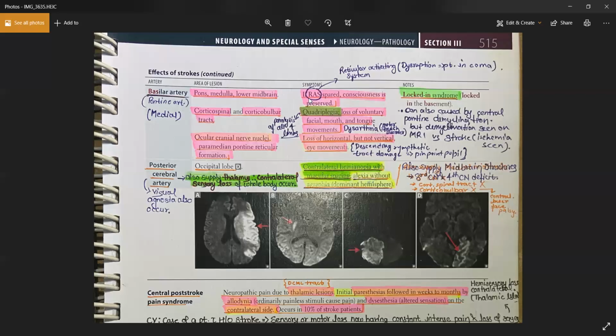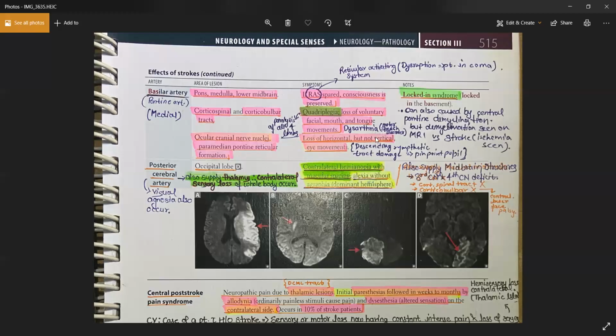Okay. So if the RAS, which is reticular activating system, if it is preserved, you will have a normal consciousness. If that system died, the patient will go into coma. You will have the quadriplegia, loss of all the voluntary movement of the facial, mouth, tongue. Okay, they all will be lost. Patient will get the loss of horizontal eye movement because for the gaze you need the sixth nerve, right? The sixth nerve will die. So as a result, you will have a loss of horizontal gaze.